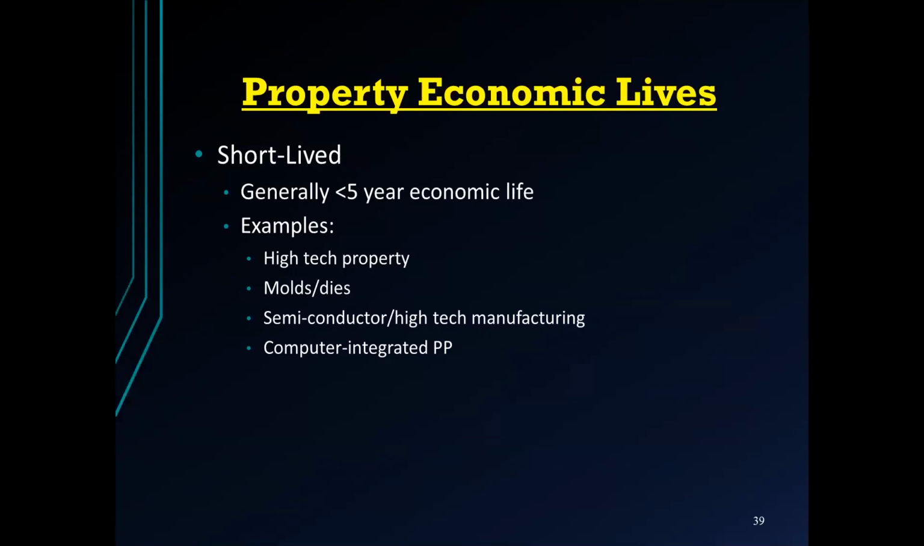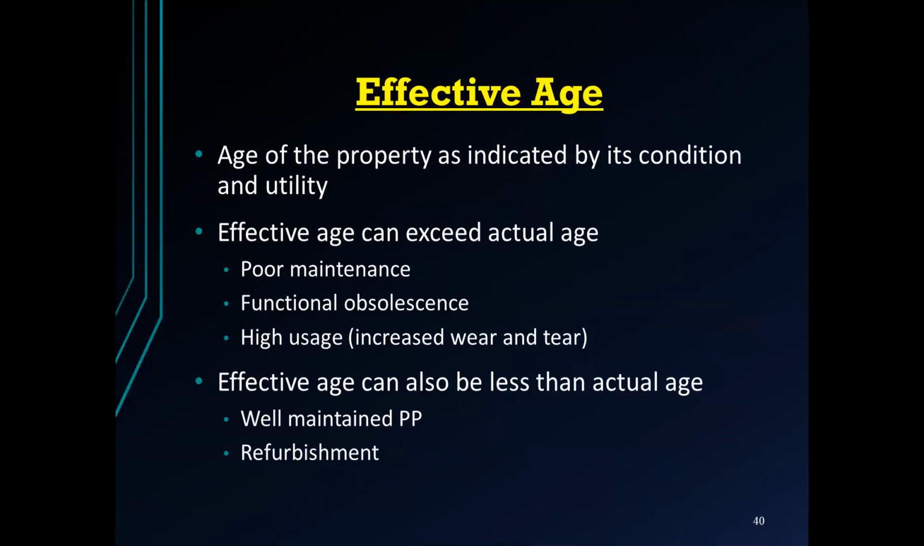And also computer integrated personal property, because it's one unit. Even though there's a mechanical component, that mechanical component doesn't function without the computer piece. And so as the computer piece becomes obsolete, the whole thing becomes obsolete. These are characterized by fairly short economic lives, which means they depreciate very quickly. And that's kind of the takeaway in terms of how that affects depreciation.